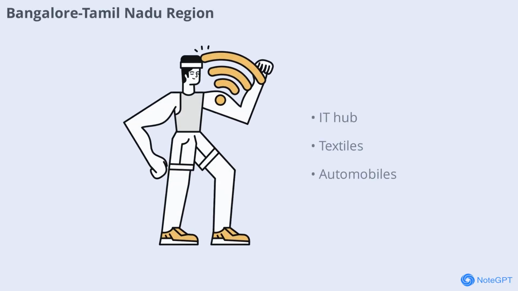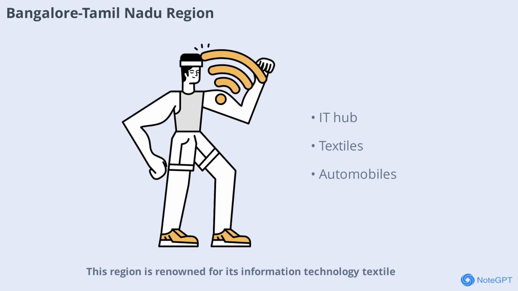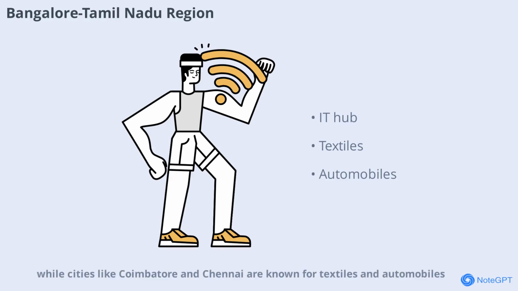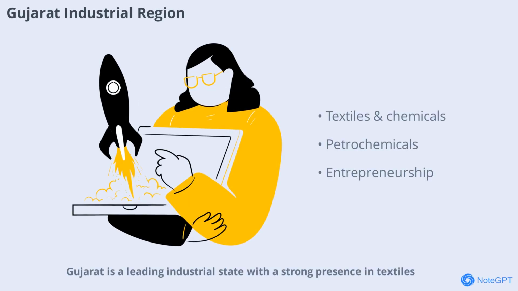This region is renowned for its information technology, textile, and automobile industries. Bangalore, often called the Silicon Valley of India, is a global IT hub, while cities like Coimbatore and Chennai are known for textiles and automobiles. Gujarat is a leading industrial state with a strong presence in textiles, chemicals, petrochemicals, and engineering. The region's industrial growth is supported by its ports, entrepreneurial spirit, and government policies.